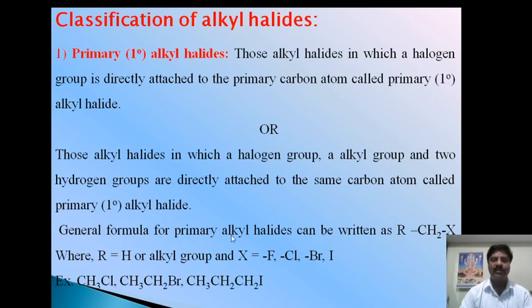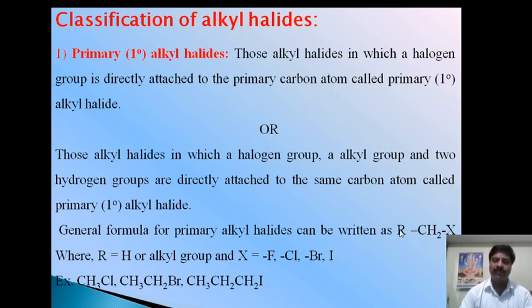The general formula for primary alkyl halide can be written as R-CH2X. Here, this is called a primary carbon atom. This carbon atom is surrounded by 2 hydrogen atoms, 1 halogen group and 1 alkyl group. Therefore it is called a primary alkyl halide. It is also possible that R is hydrogen, and this also belongs to primary alkyl halides. R may be H or any alkyl group. H means methyl chloride is a primary alkyl halide, exceptionally.